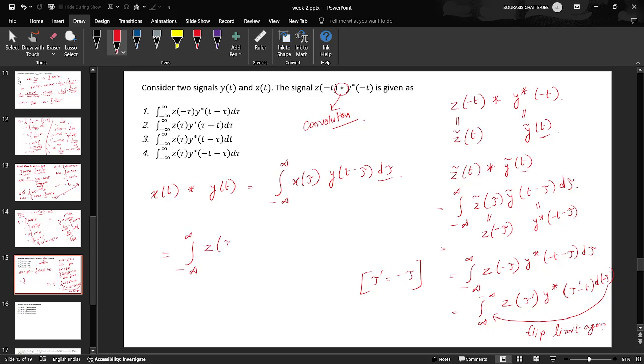We have z tau dash y star tau dash minus t d tau dash. Okay, fine. So let us see which one of them matches. This is minus tau minus t. No, it is not. Z tau dash minus t d tau dash. Okay, the second one is the correct answer for this.